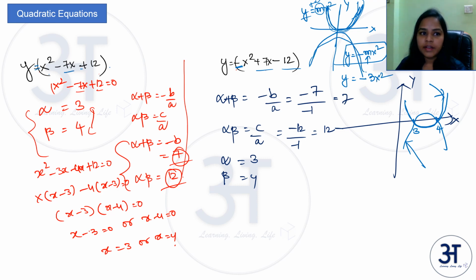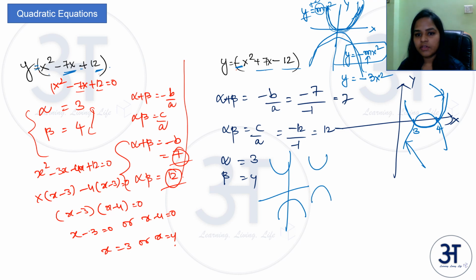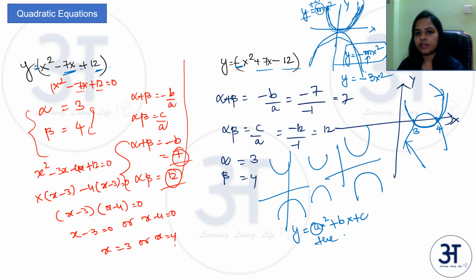Now you are adding layers to this with an x term and with a constant term. Still, your parabola may shift up or down, or it may shift right or left. But if it is of the form y equal to ax square plus bx plus c, where a is positive, it will be opening up. And if a is negative, it will be opening down. So this is one more concept which you should be aware of.